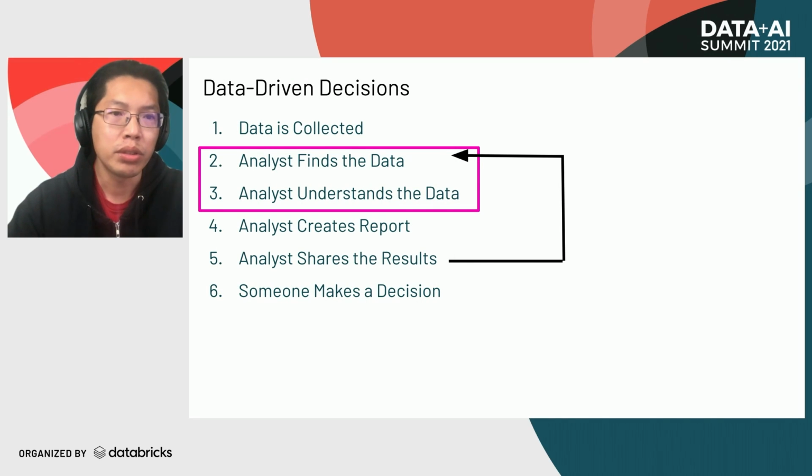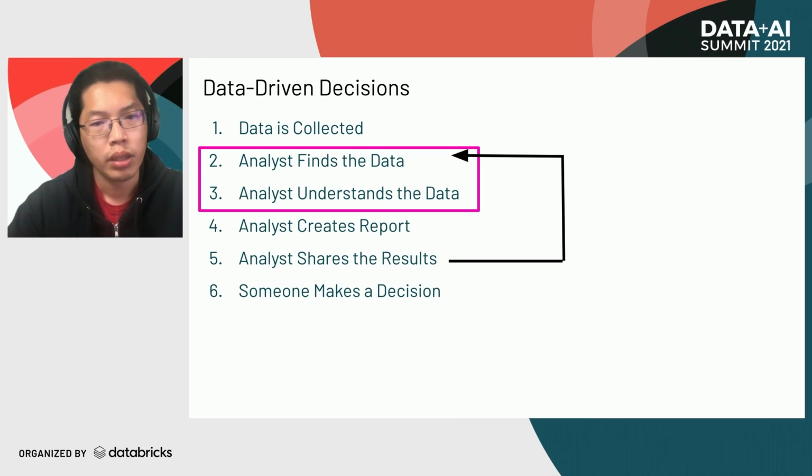So the typical flow of data-driven decision is that the data is first collected, and then analysts will find the right data to use. Then they move on, and analysts need to understand the data. After understanding and exploring the data a bit, some analysts will create reports, then share the results with the stakeholders. But if the result is not good and they find out they are using the wrong data, they need to go back to step 2 and redo the process until the results are satisfactory. And then someone with the result will make a decision.